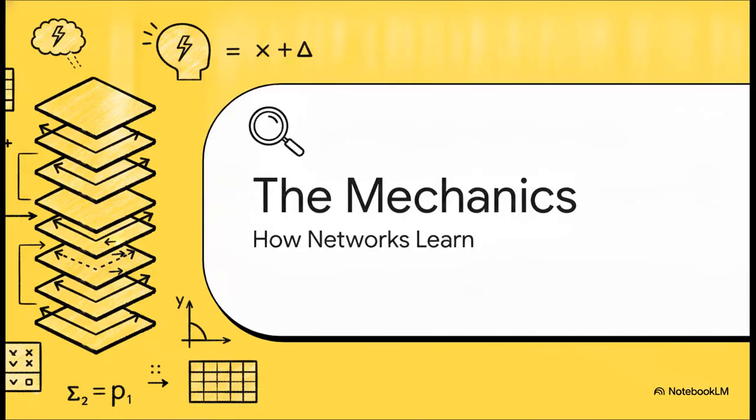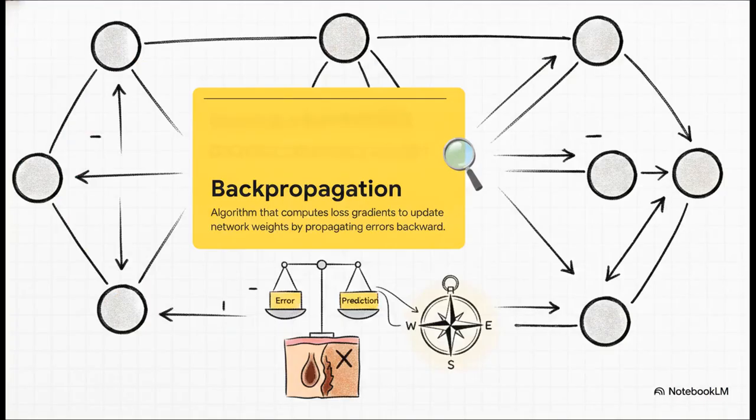Section 2. The mechanics. How networks learn. All right, to actually understand Hochreiter's brilliant diagnosis here, we need a quick refresher on how deep networks learn in the first place. Everything relies on backpropagation. You can basically think of it as the method networks use to assign blame for their mistakes.